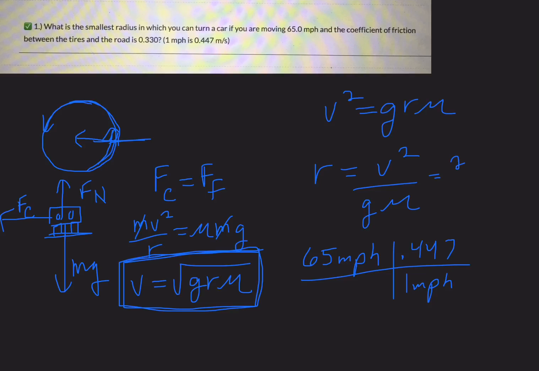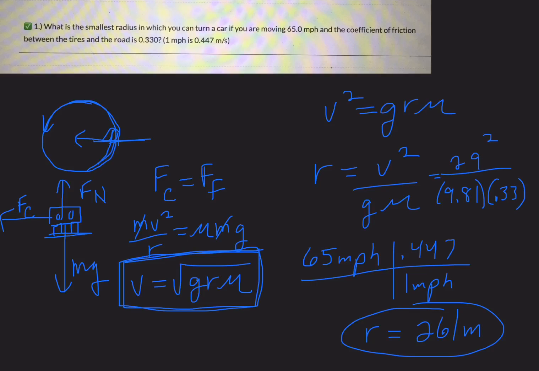So that's going to be 29 squared divided by 9.81, also divided by, what was mu? Mu was 0.33. Okay? So I'm going to square that, I'm going to divide it by 9.81, I'm also going to divide it by 0.33. And I should get a radius of about 261 meters. Remember, you had to have the velocity in meters per second, otherwise this radius wouldn't end up in meters the way we want it. So that should be the answer to that.